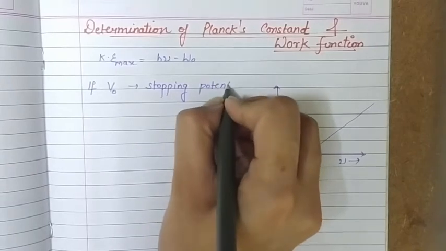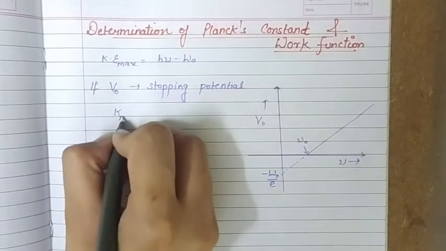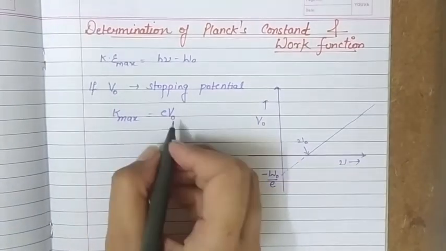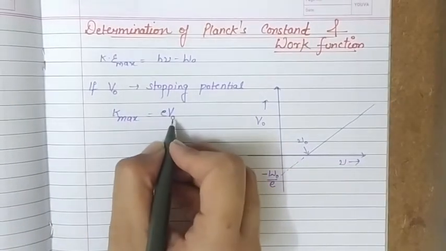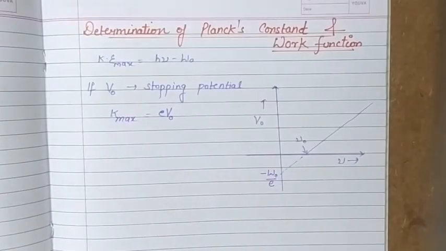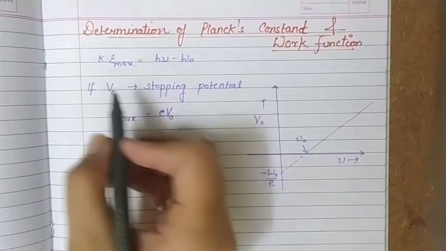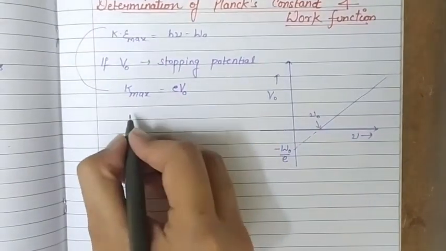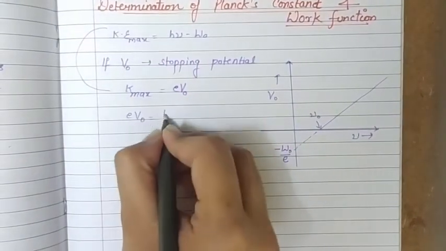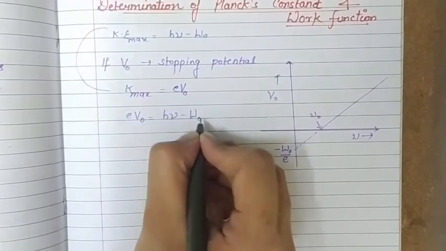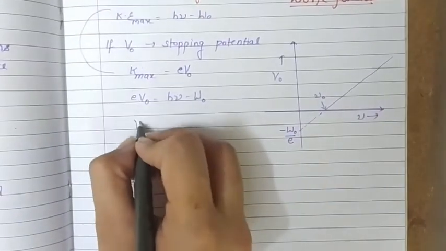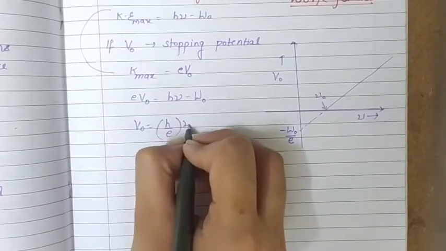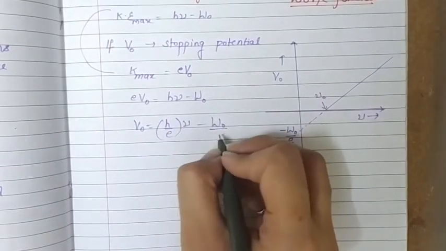So in that case the maximum kinetic energy will be equal to eV naught, right? The maximum kinetic energy should be equal to eV naught. Only then can we stop that fastest moving electron by applying this much potential. So by equating these two values, we get eV naught is equal to h nu minus w naught, where w naught is the work function, and V naught is equal to h upon e times nu minus w naught upon e.